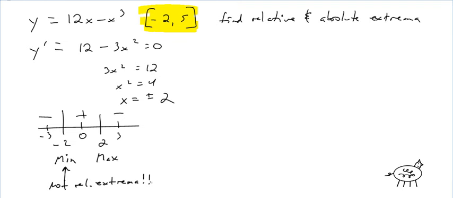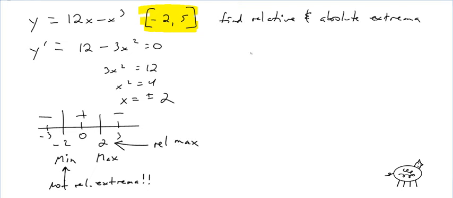So, let's take a look at what we have here. And of course, now we're going to plug in our endpoints. Well, this guy right here, we still have to check and see what they are, right? Because that's truly an endpoint. So we're going to have really 3 points I'm going to check. First of all, this 2 right here, it's going from positive to negative. So you guys agree this is a relative max.